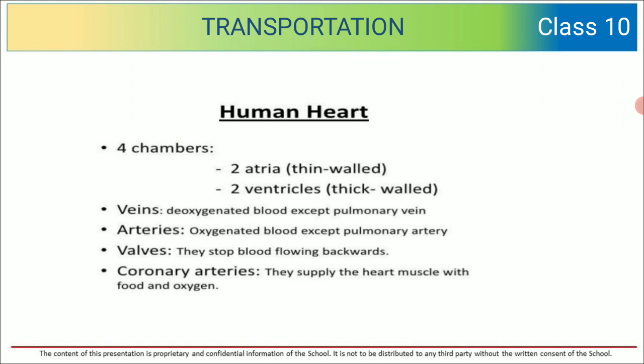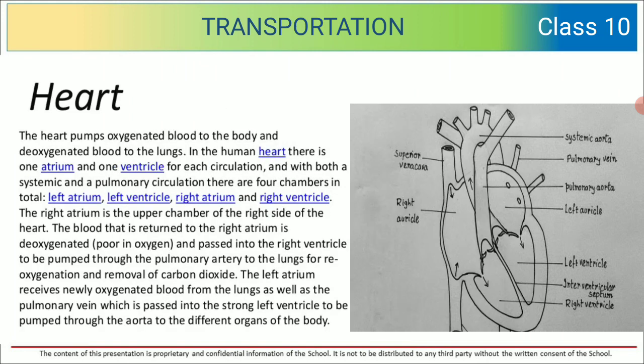What are valves? They stop blood flowing backwards. Valves are very important. Blood flowing in one direction is very good, so these valves protect it from flowing in the backward direction. Coronary arteries supply the heart muscles with food and oxygen. So coronary arteries are also very important.